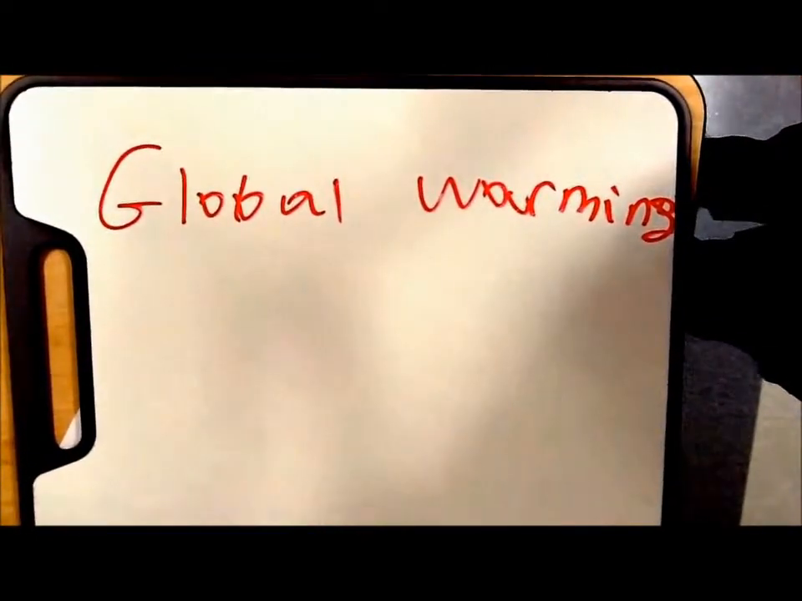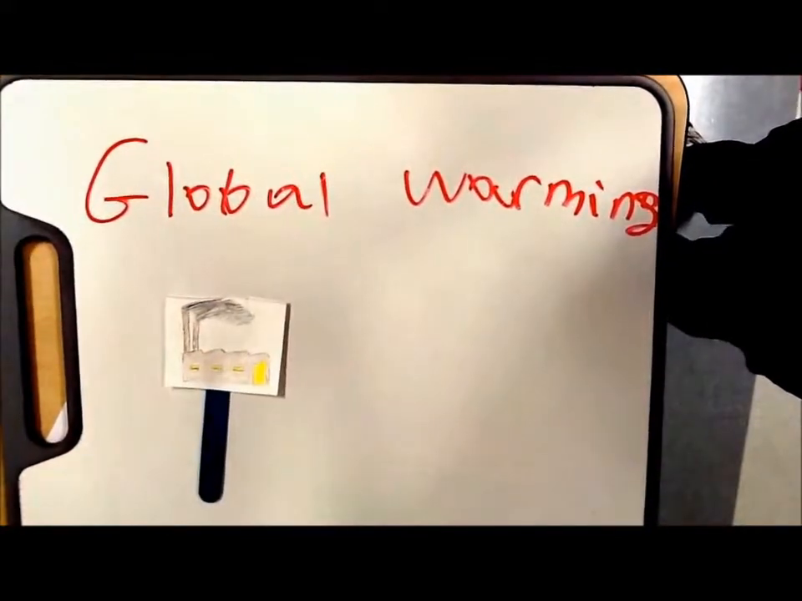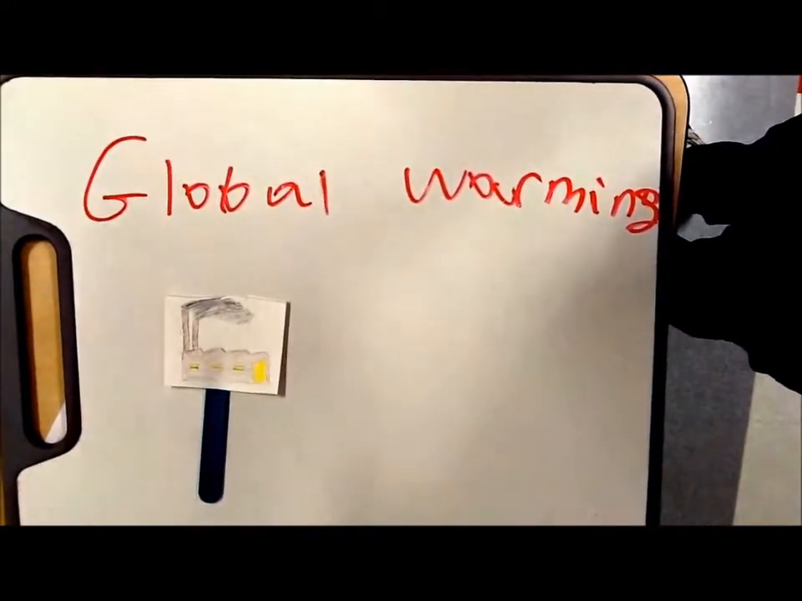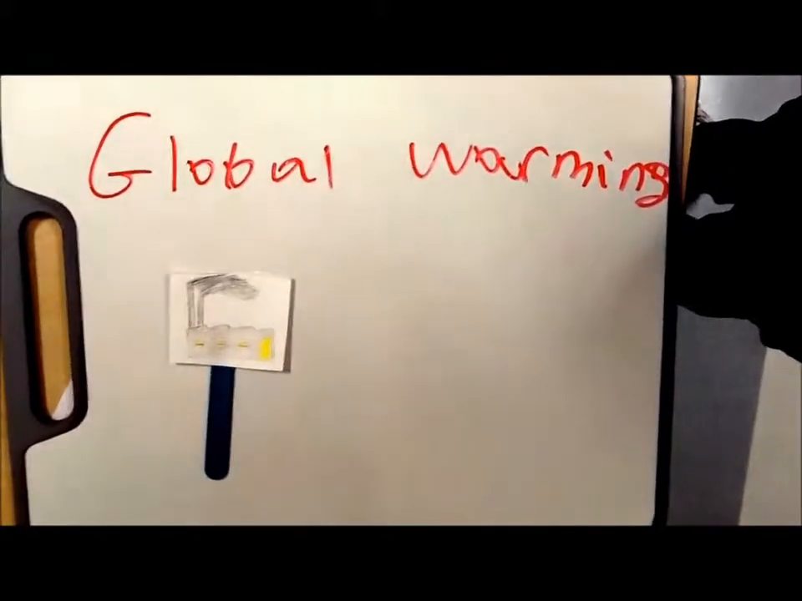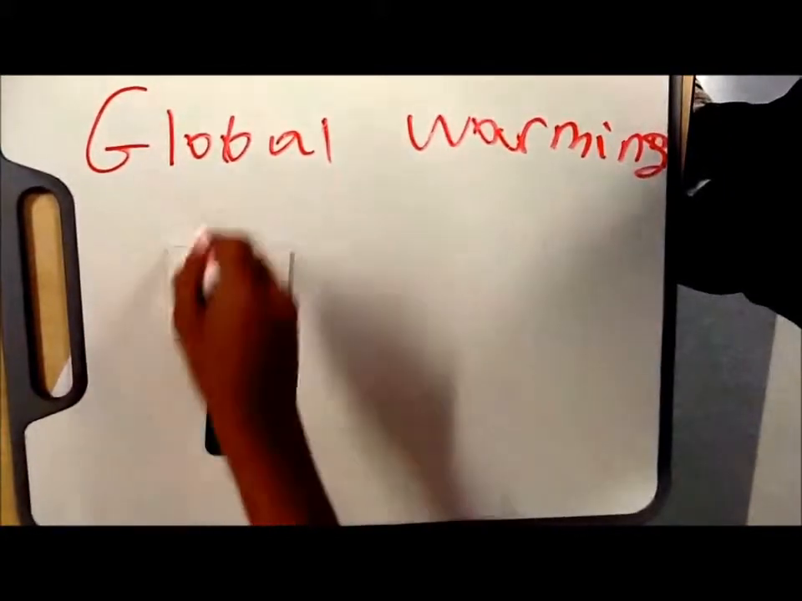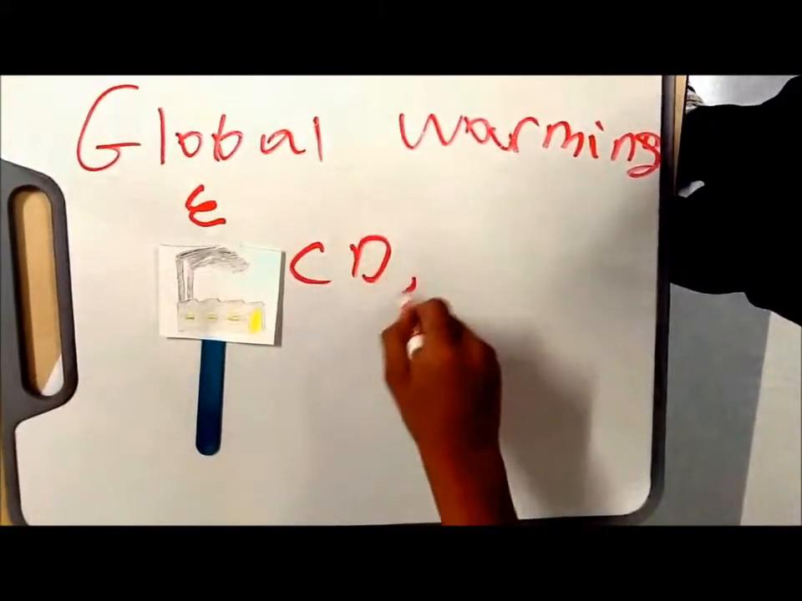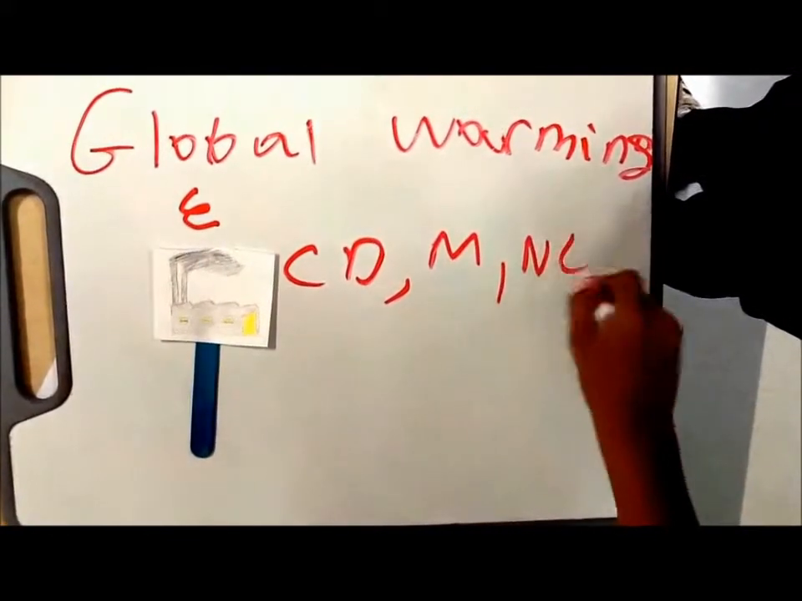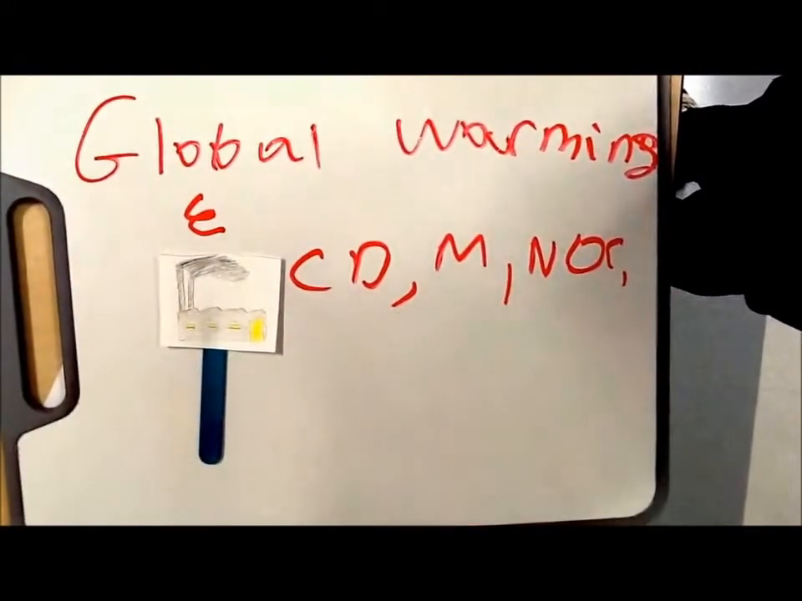The causes of global warming are when factories pollute the air. Factories pollute the air through fossil fuel emissions. These emissions include carbon dioxide, methane and nitrous oxide. Combustion creates these toxic pollutants.